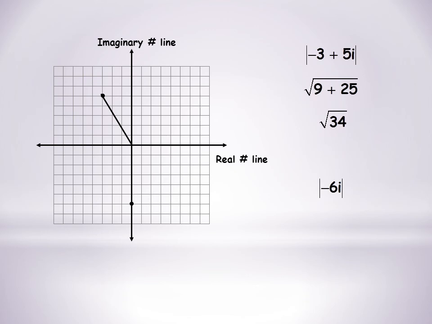If you wanted to find the absolute value of negative 6i, well, right here, this distance is negative 6. So that simply will just be 6, because it will be the square root of 0 plus 36, which is just 6.